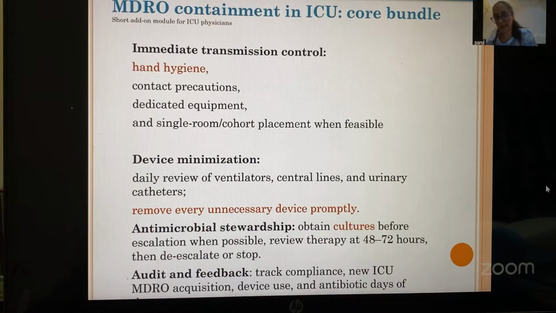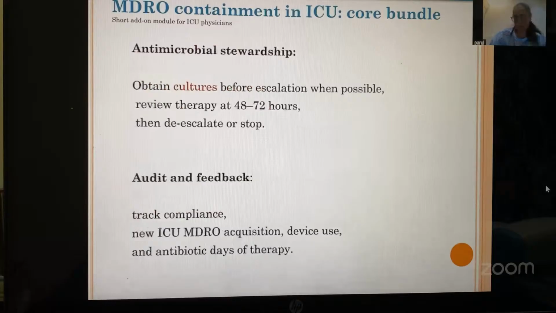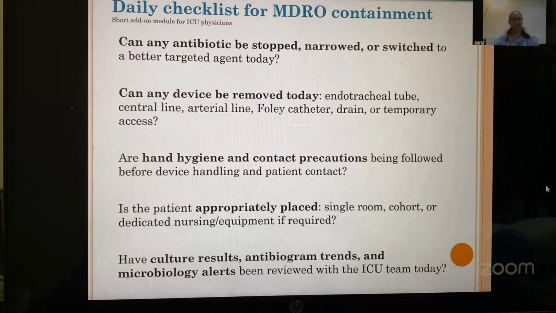Track our compliance, to think about new ICU MDRO acquisitions, take appropriate steps in our ICU, daily review of device minimization, daily count of the antibiotic days, decide if it is required any longer, and discuss antibiotic stewardship every day. So, audit and feedback to track compliance, to look for new infections, to count the antibiotics therapy day. This is a basic checklist which we should have in our ICUs.